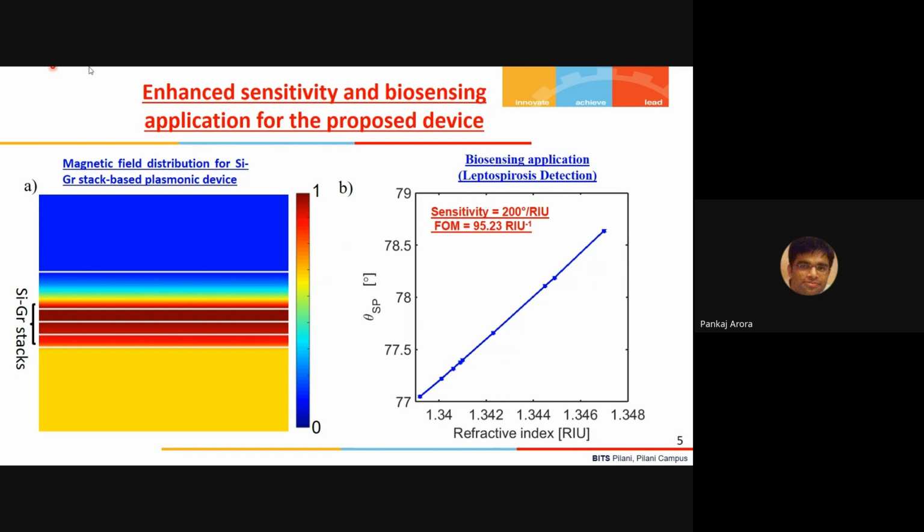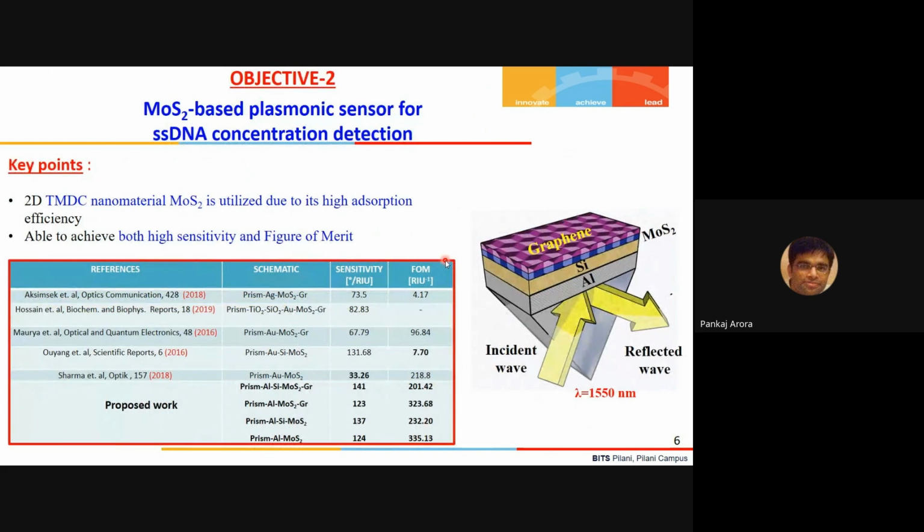Then we tried to show over here different detection concentrations. Every concentration has a different refractive index. So there is a change in the refractive index, there is a change in the shift, and that's how we calculate the sensitivity and figure of merit. Now moving to my next objective.